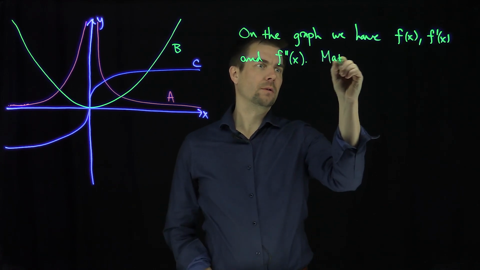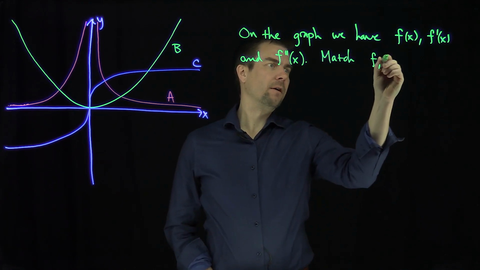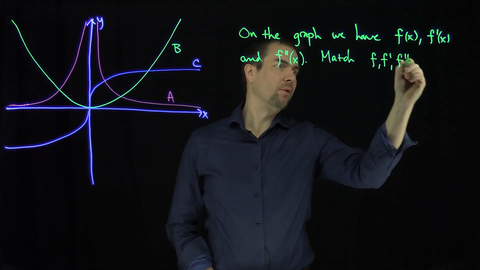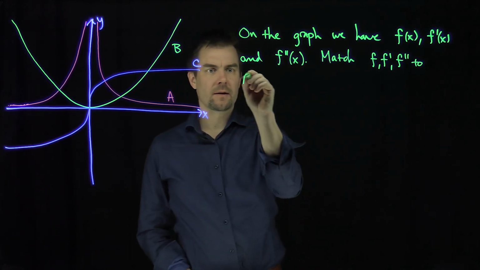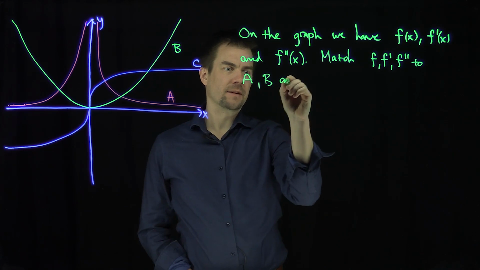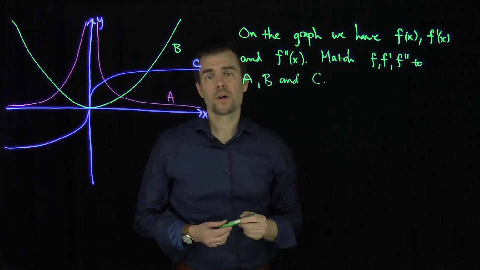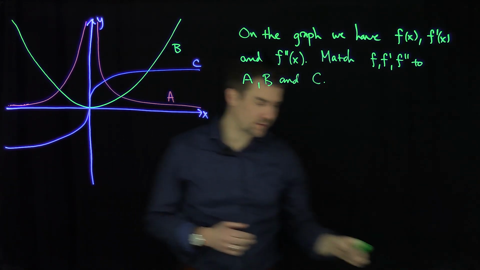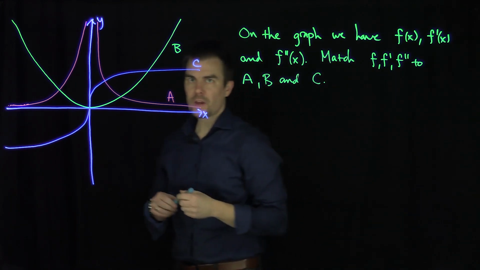Match f, f prime, and f double prime to the graphs A, B, and C. So let's make some observations about this. The graphs give us a lot of clues.